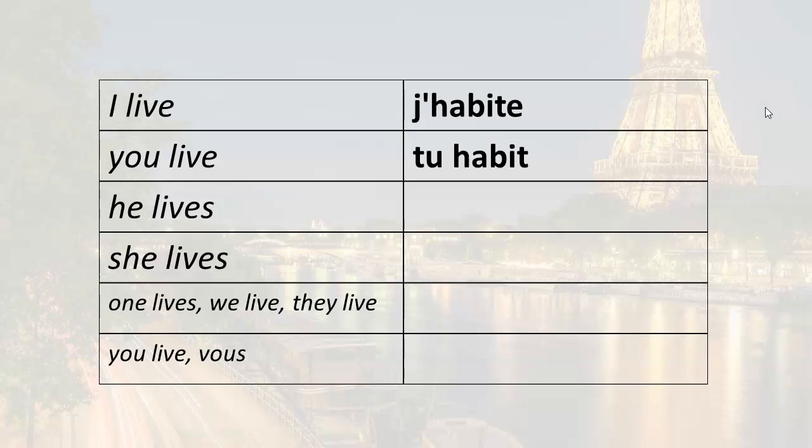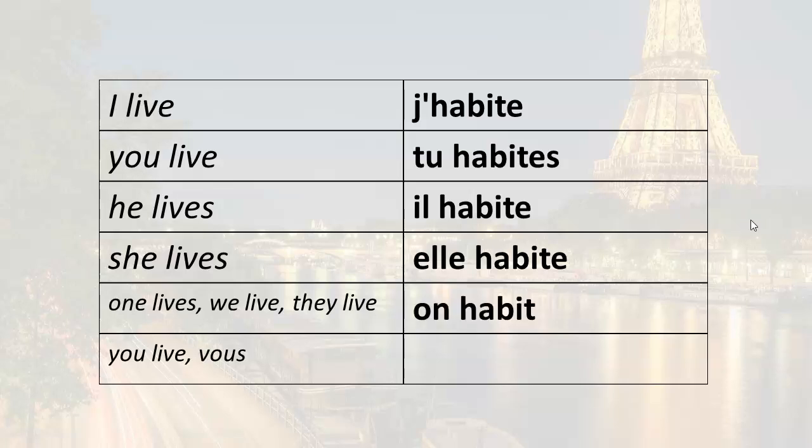You live. Add your ending to the root. Tu habites, tu habites. He lives. Il habite. She lives. Elle habite. One lives, we live, they live. On habite. Remember that il, elle, and on share the same form in the present tense.